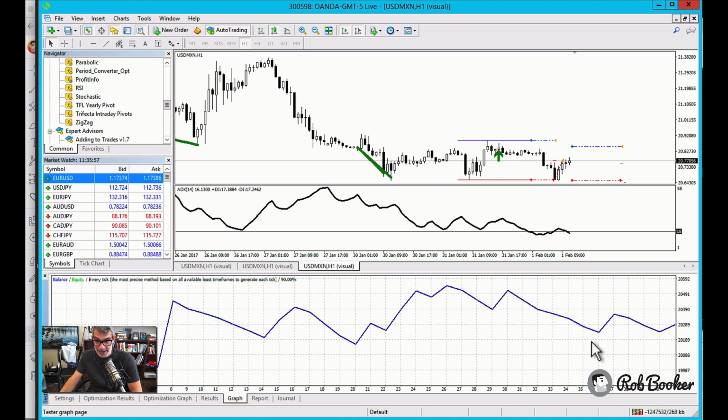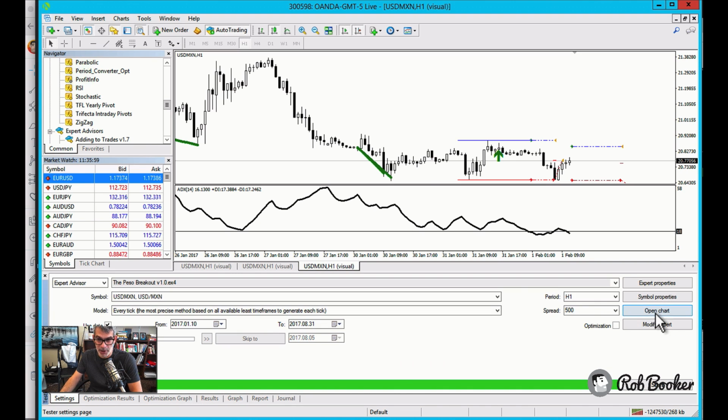This is nice. And now I can go back and do some optimization and some playing around with this robot to see if I can even increase the amount of money made on these breakouts. And then I can back test further in time when I've done that. So I'm really excited about this robot and what the potential is for getting this started.